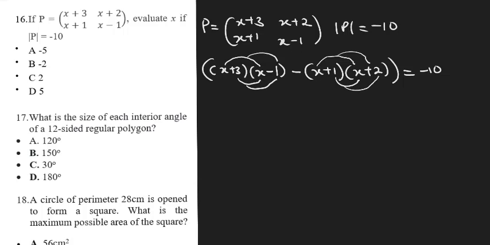So let's open the bracket. x times x is x squared. Then x times minus 1 is minus x. And 3 times x is plus 3x. Then 3 times minus 1 is minus 3. So we have this, close the bracket. Then we have a minus sign. Then x times x here is x squared. Then x times 2 is plus 2x. Then 1 times x is plus x. Then 1 times 2 is plus 2. So we have this equals minus 10.